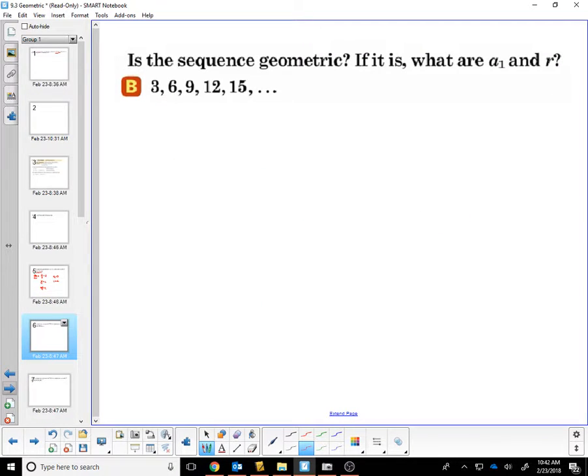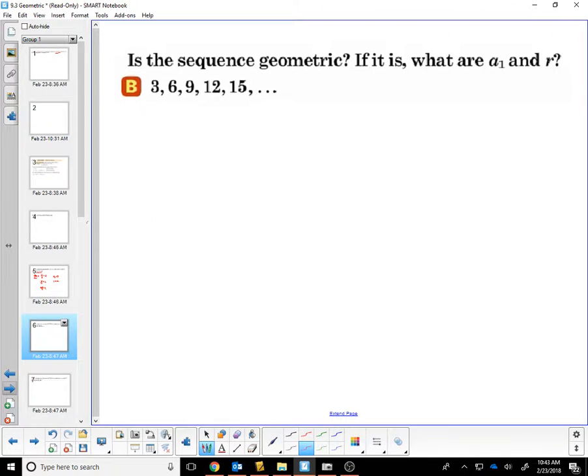So take a look at this sequence. Is this geometric? Well, we check those ratios. 6 over 3 is 2. 9 divided by 6 is 1.5. No. So no, I can stop there. It's arithmetic, isn't it? Because the only thing that's happening is it's going up by 3 every single time. That's constant, so it's arithmetic. Okay? The common difference is 3.